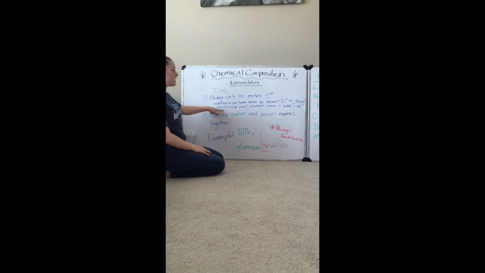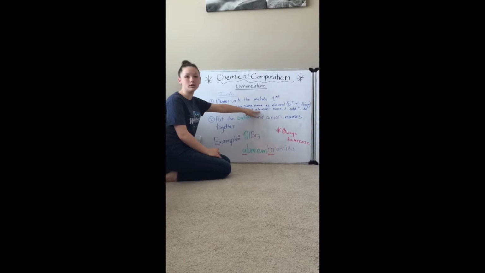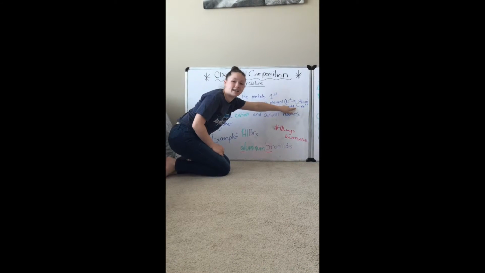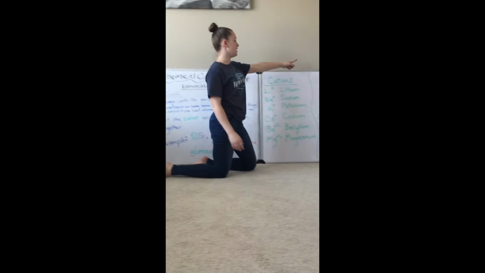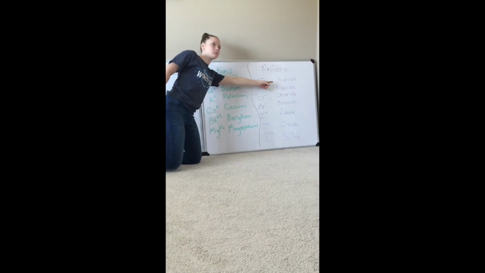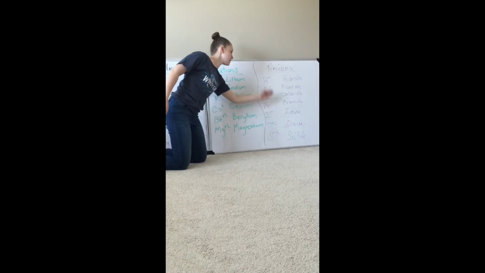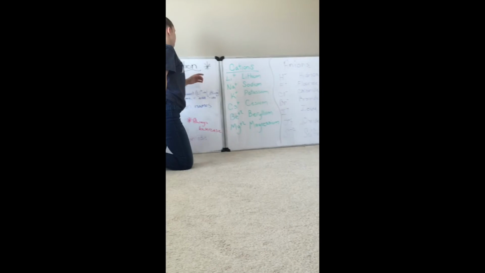Alright, and for the anion, we're going to use its root element name and then add -ide. And we have all the anions and what their root name with -ide looks like. So how do you name them with those?